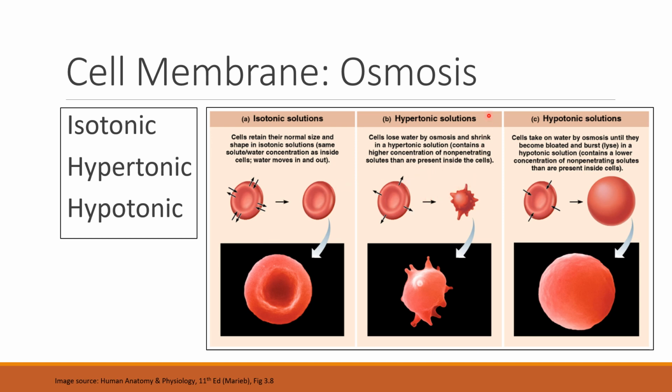Now, in this case over here, letter B, we have the cell in a hypertonic solution. That means there are a lot more of those dots here on the outside. So the cell will lose water. The water will leave the cell to try to balance out that tonicity. It wants to make it isotonic. So as the water leaves the cell, the cell will shrink and shrivel up because all the water is leaving it.